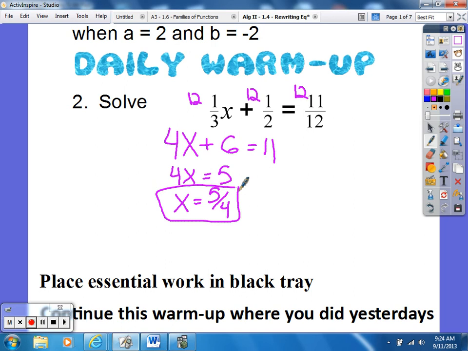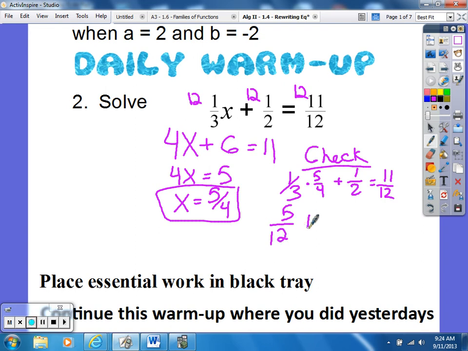Check it. Yeah. So I'm going to plug that in. 1/3 times 5/4 plus 1/2 equals 11/12. Wait. Allie, do you remember how to multiply fractions for me? How would I multiply these two? Not cross multiply. You're close though. Go straight across. Okay? So 1 times 5. 3 times 4. Plus.